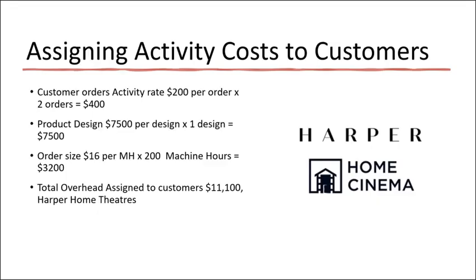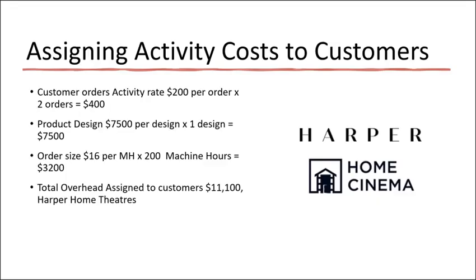We can now discuss another example of second stage allocation where activity costs are assigned to customers. Continuing with Music Systems, we assign the cost to one of their customers right here, Harper Home Cinema. Harper placed 200 orders, and one of the orders required a design resource, okay? A total of 200 machine hours was required to fill the 2 orders.